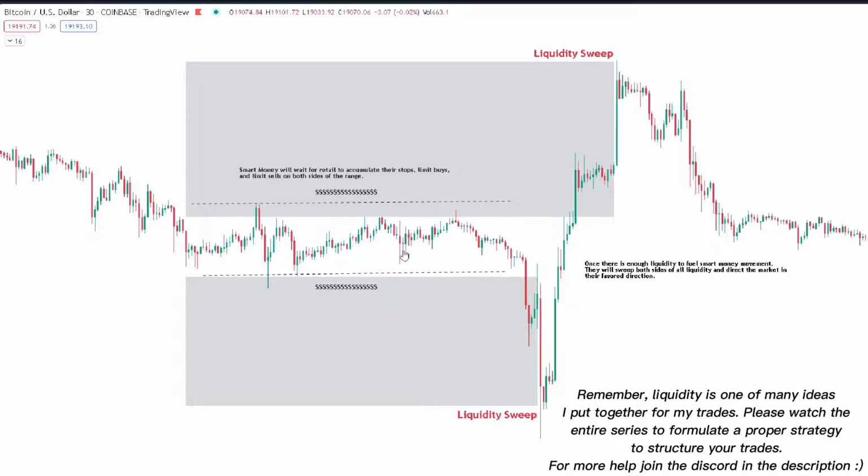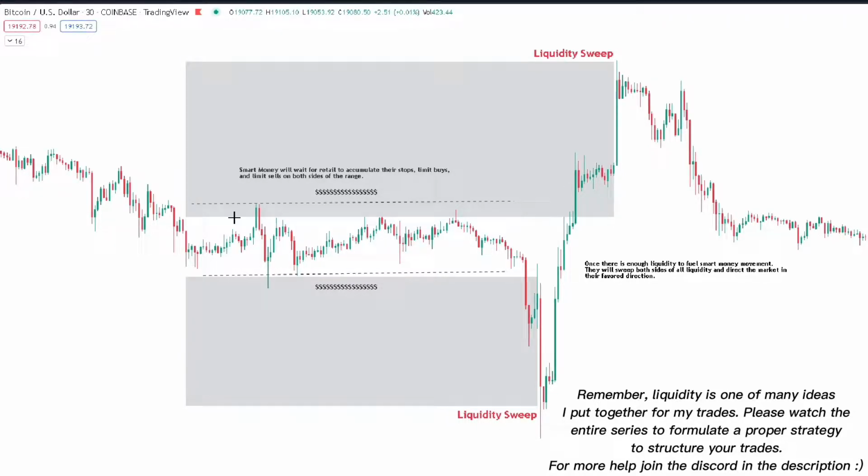This is another idea that I teach in my Discord, which is accumulation, manipulation, and then distribution. This is also something that market makers really love to do, as when you accumulate a range like this, a lot of liquidity builds up on both sides. And smart money will wait for retail to accumulate their stops, limit buys, and their limit sells on both sides of the range. And the longer it accumulates, the bigger and more volatile the move that market makers will induce.